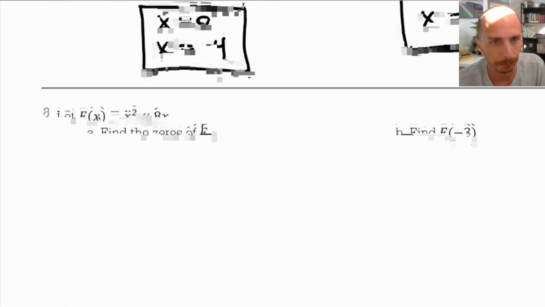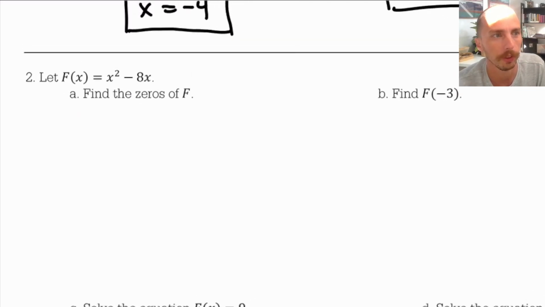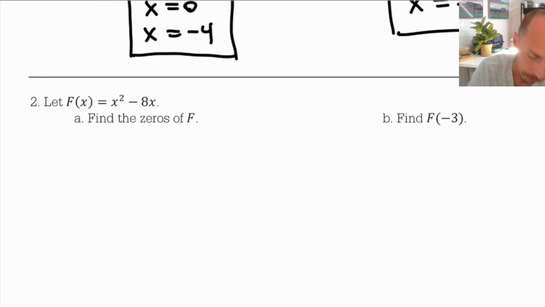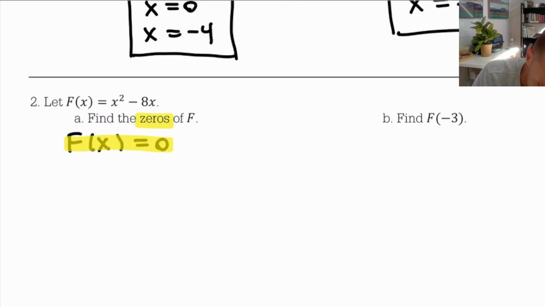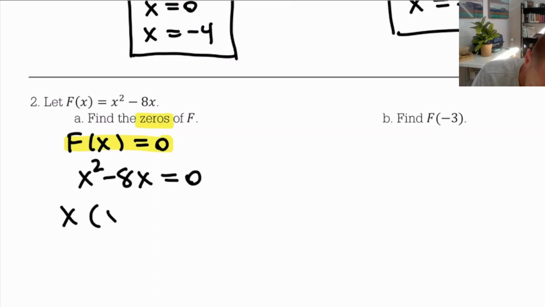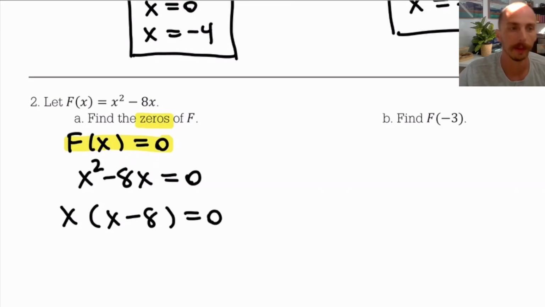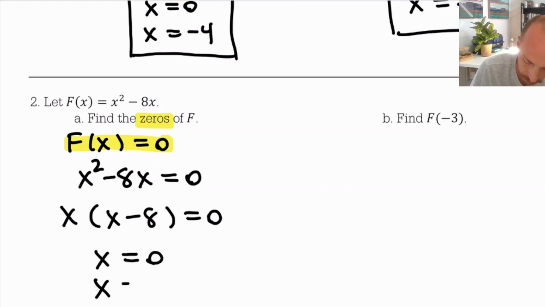Okay, number 2, they're going to prompt us with a function f of x, which is x squared minus 8x. If we want the zeros of f, that's just where f of x is equal to 0. So I'm going to say f of x equals 0. That's what that terminology means. And then I'm going to say, all right, x squared minus 8x equals 0. Again, I'm going to factor out that x. Okay, and these two things, they could multiply together to equal 0 if one of them was 0. So I'd either have x equaling 0, or I would have x minus 8 equaling 0, which would only happen when x was 8.